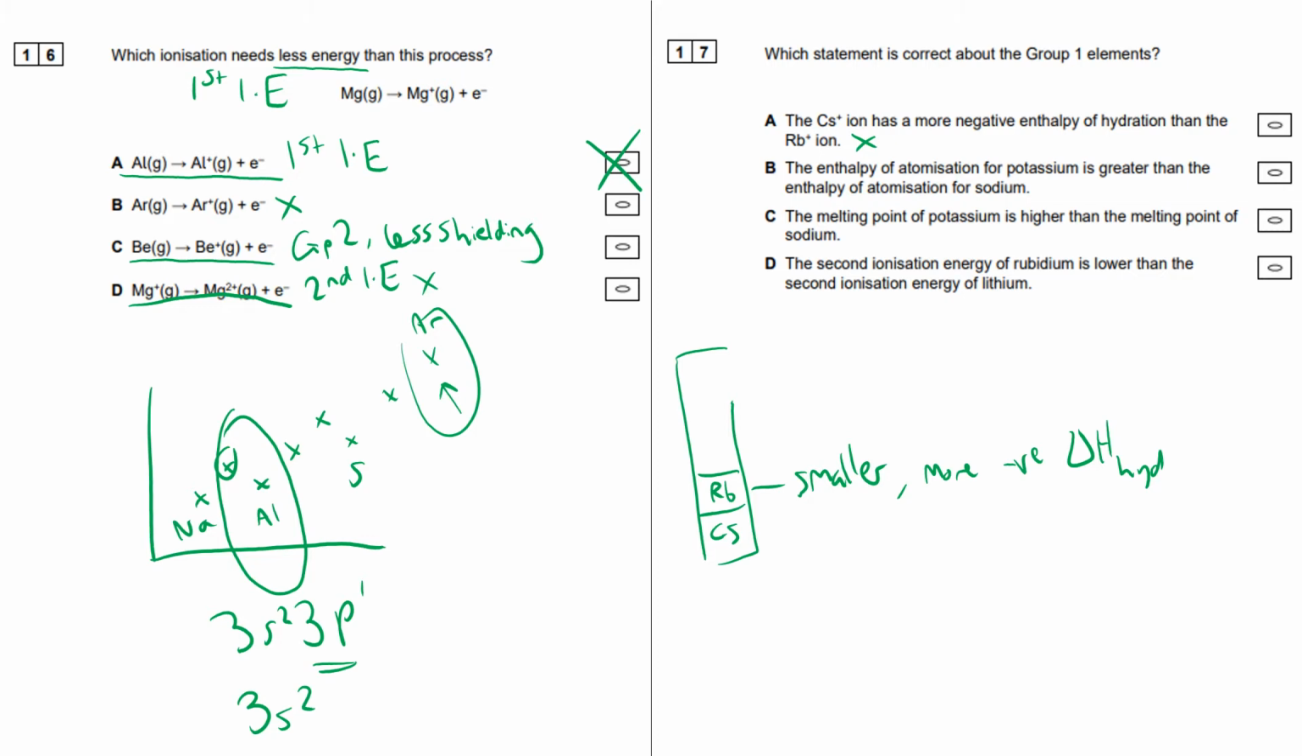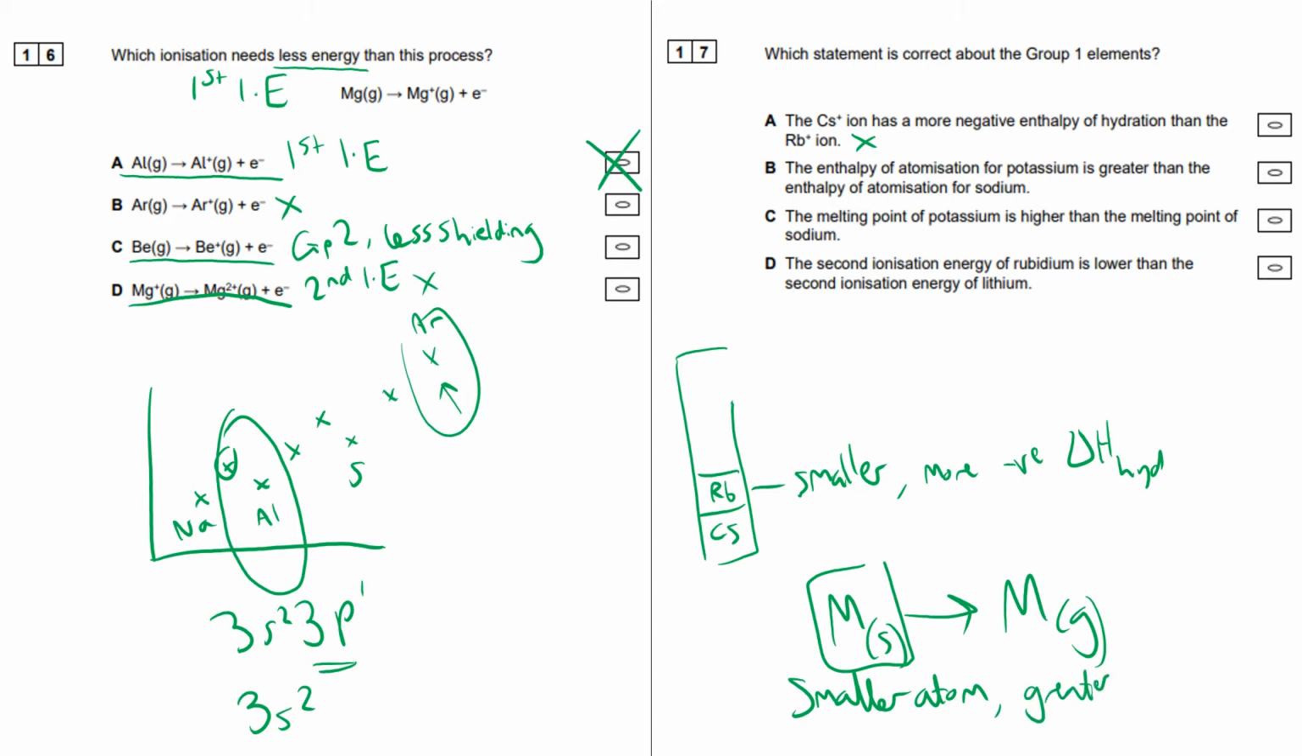Enthalpy of atomization for potassium. So what is atomization? You're forming 1 mole of gaseous atoms from the element in its standard state. So which one is going to require more energy to turn into gaseous atoms? It would be the smaller atom, because when it's in its standard state it has metallic bonding. The smaller the metal, the stronger the electrostatic attraction between positive ions and delocalized electrons. So the smaller the atom, the greater the atomization enthalpy.